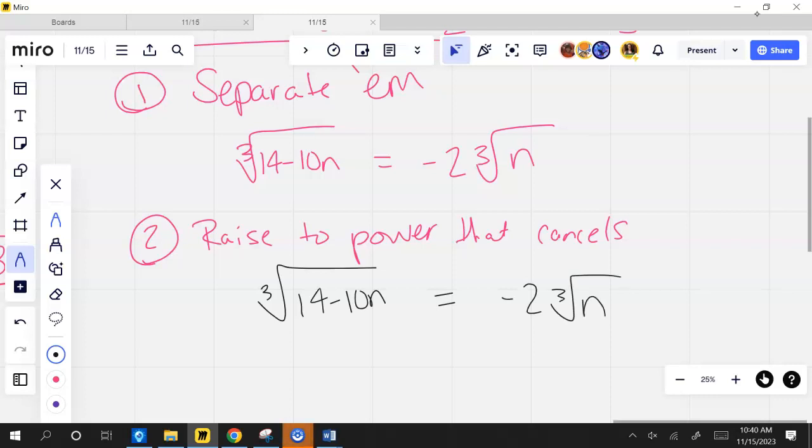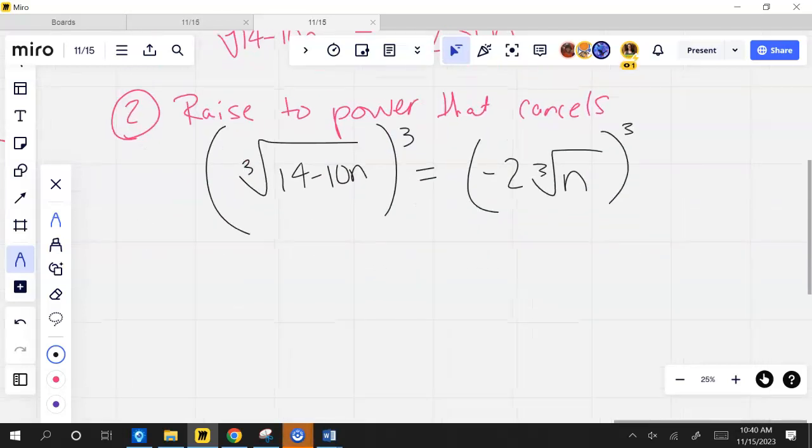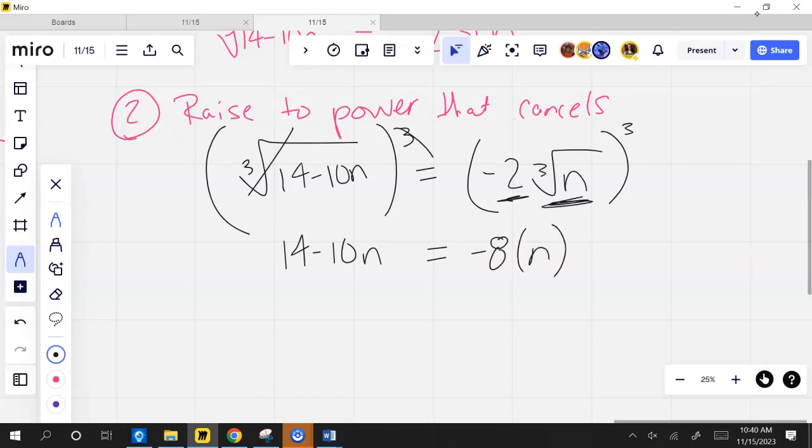Be careful on these. If I raise these to the 3rd power, it cancels. On the left side, it's just gone, and so I'm just left with 14 minus 10n. On the right side, it's a little bit different because there's a number in front. That number in front also gets that exponent. That's exactly right. So it's going to be negative 8. And then I've got this n right here, right?